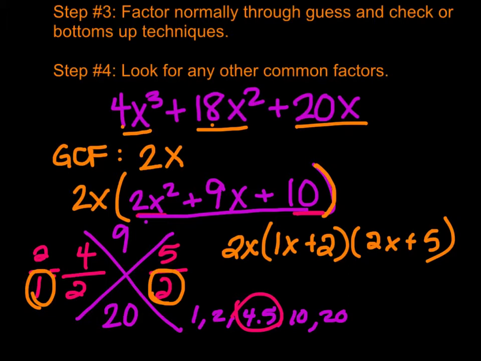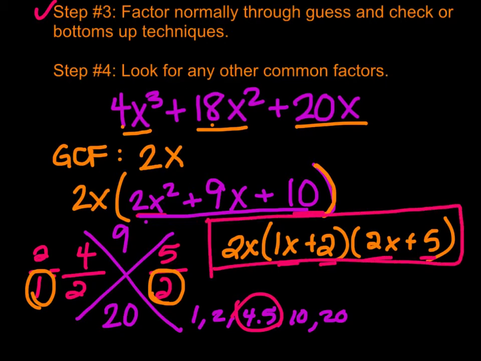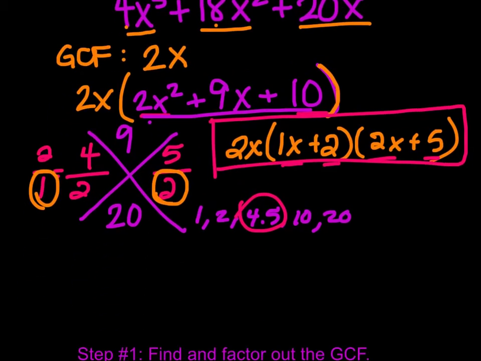All right, so we've factored it, and now let's do our last step. We need to look for any other common factors. Are there any common factors between these two, x and 2? Nope. Are there any common factors between those two? Nope. So 2x times x plus 2 times 2x plus 5 is our final answer.